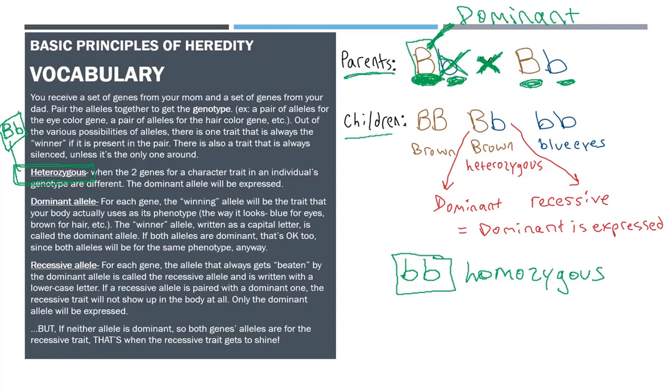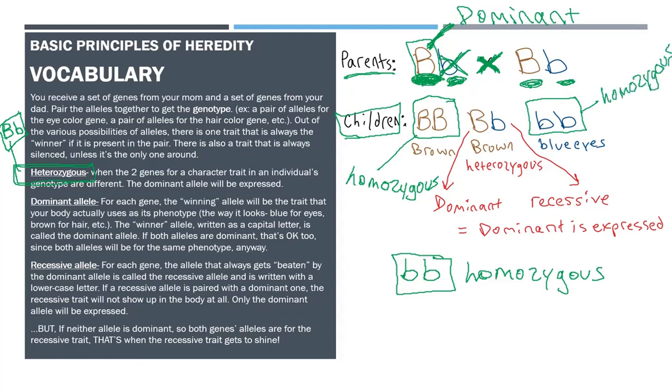And so the possibilities of their children could be they could have a child with 2 genes for brown eyes, which would be homozygous, or they could have 2 genes for blue eyes, which would also be homozygous, or they could have a gene for brown eyes and a gene for blue eyes, which would be heterozygous because they're different.